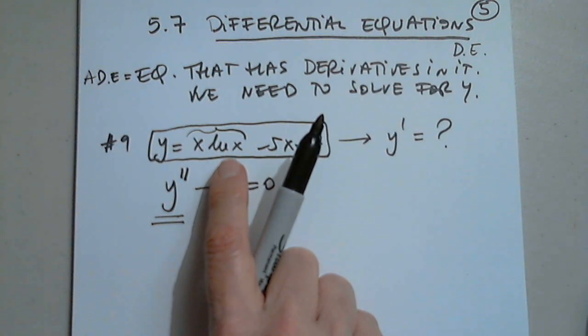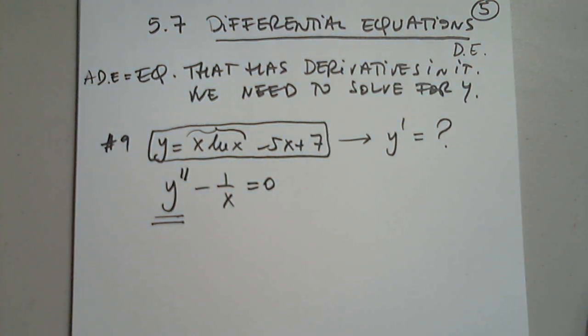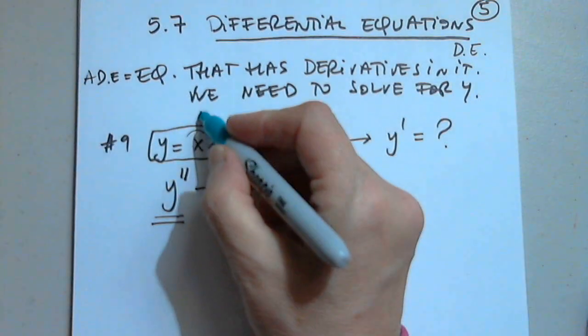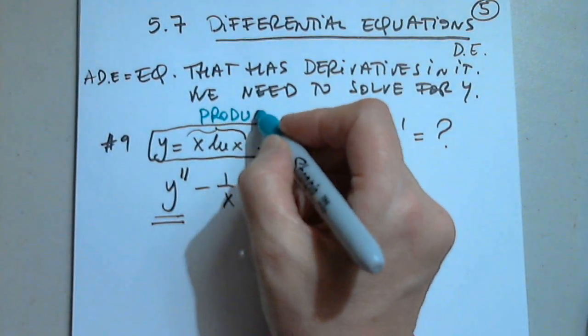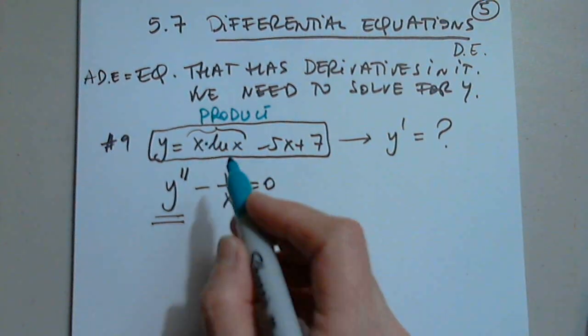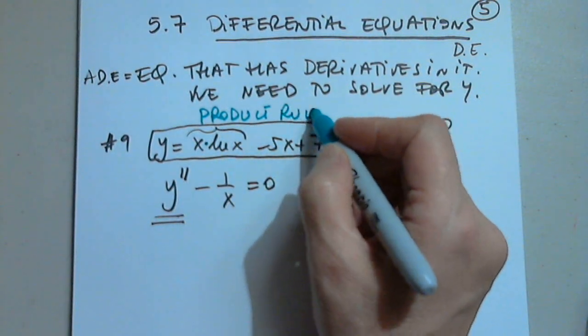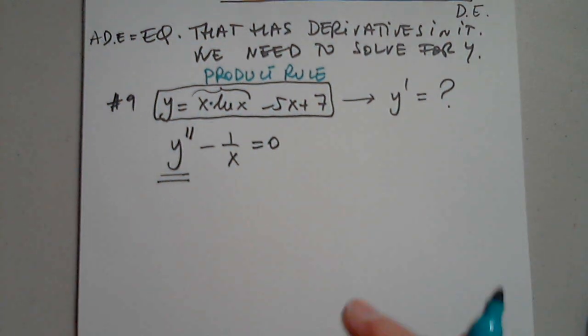What differentiation rule do I have to use here? What is it called? Product, oh right. It's x multiplied by natural log x, so I have to use the product rule. Good.